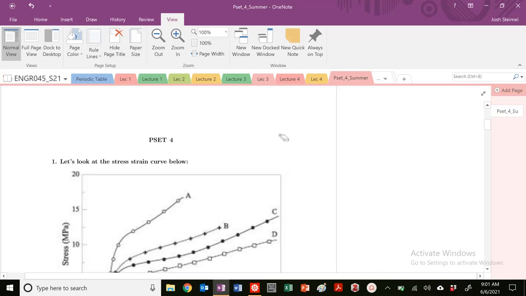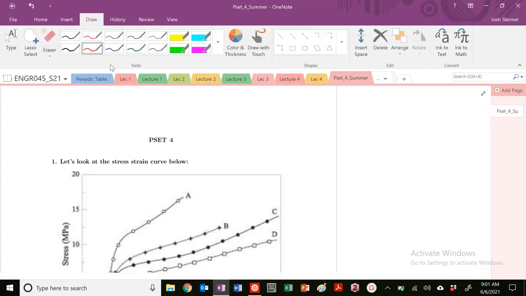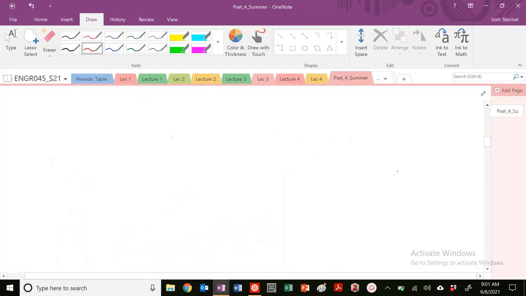Hi everyone, we are back and we are on our last problem set. So let's go ahead and work through this. Let's look at problem number 1.